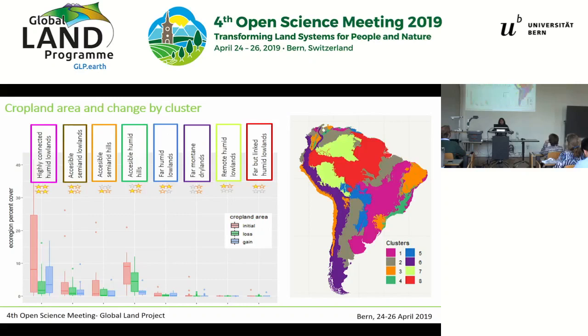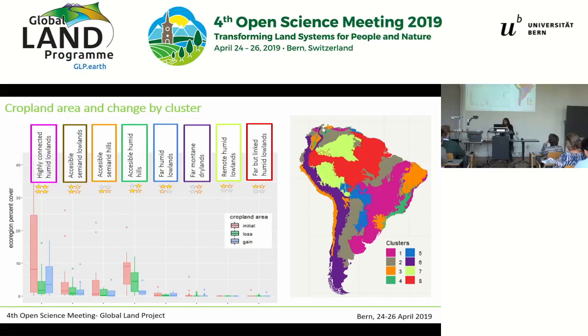Well, how much actual cropland do we have in each of them? So these first four clusters actually have a lot of cropland area and a lot of cropland area change, whereas these other four have way less cropland area.